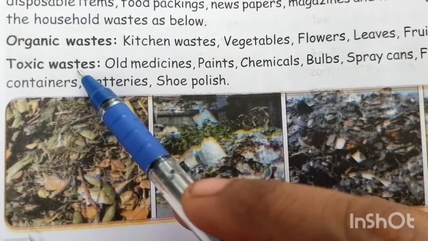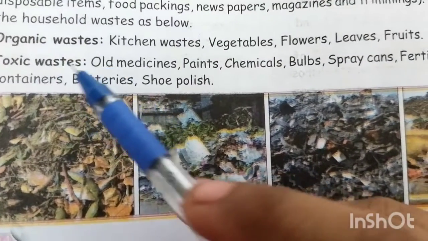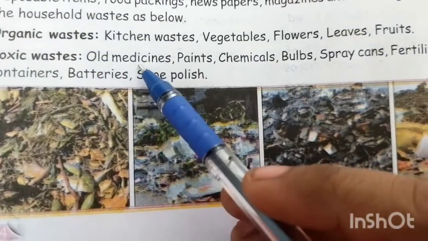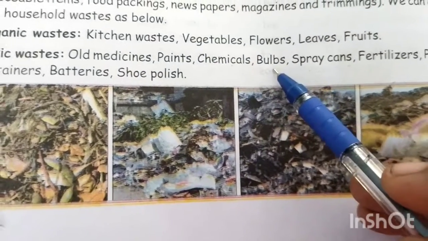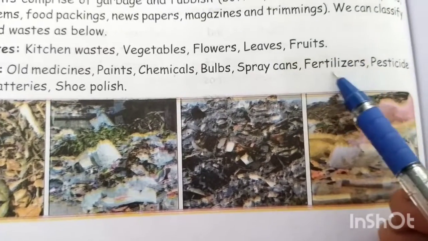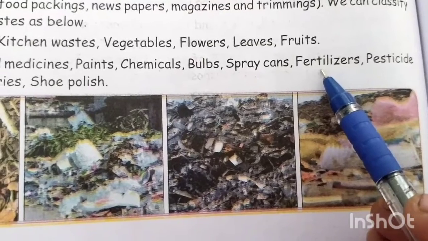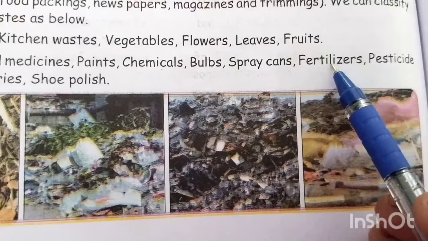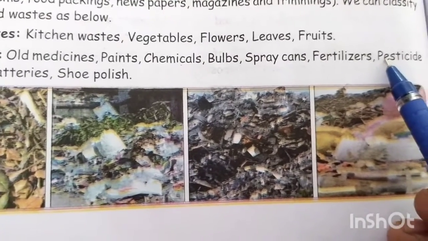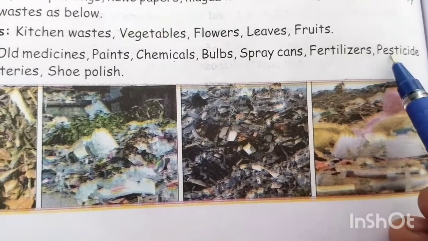Next, toxic wastes. Toxic means very harmful. So what are the toxic wastes? Old medicine bottles, paint, chemicals, bulbs, spray cans, and chemical fertilizers, which in Tamil we say uram, used in the agricultural field. And pesticide. Pesticide is used to kill pests. A pest is a harmful insect in the agricultural field.